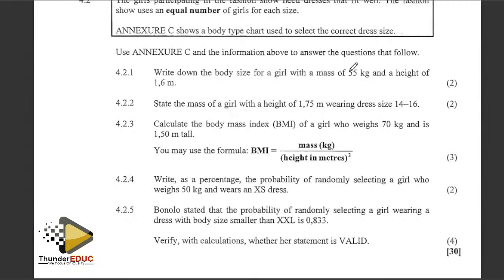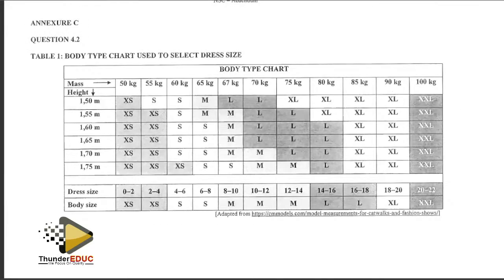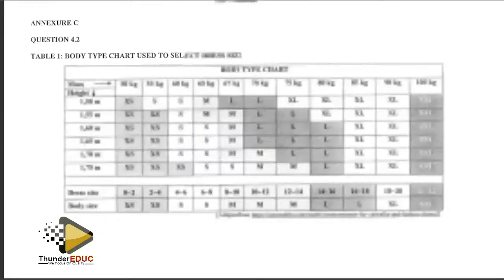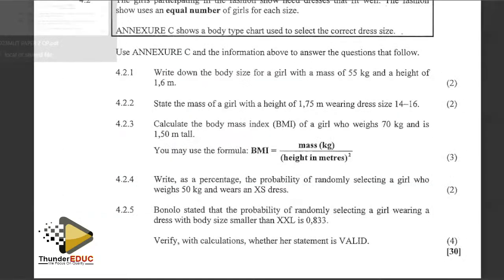All right. We are looking at 55 kg and the height of 1,6. We come here. 55 kg, the height of 1,6. So what is the size? Extra small. The size here will be extra small. Write down the body size for a girl with a mass of 55 kg at a height of 1,6 meters. So we said XS. Someone might have written that. It's fine.